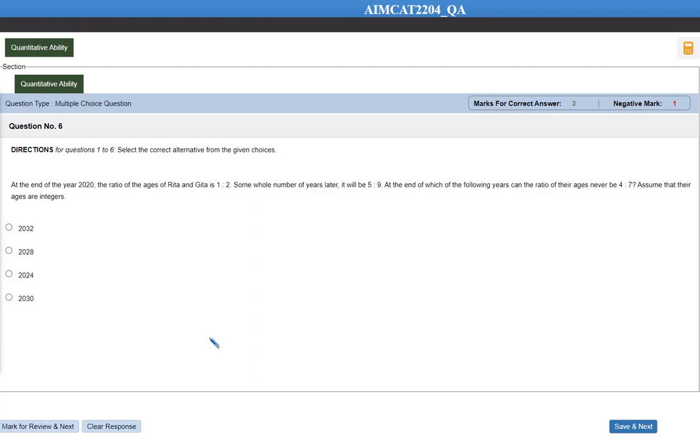So it's not that easy, because we have to find at the end of which of the following years the ratio of their ages will never be 4:7. So this will take time. We'll do it later on if time permits. Let's move ahead to the next question.